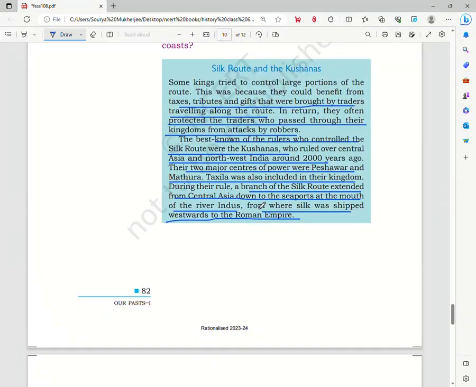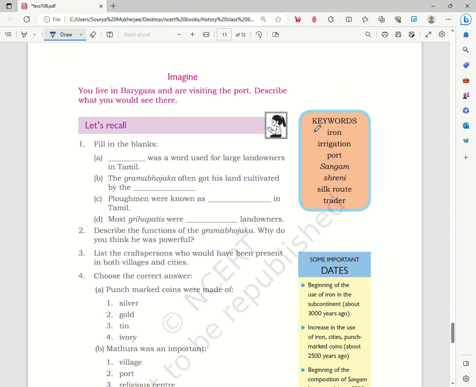So now we come to the end of the chapter. So let us see the keywords. That is iron, the main metal of this age. Irrigation is the water tanks and canals that were used for betterment of agriculture. Then the port is a place from where fishing and trading activities took place. Sangam is the group or assembly of poets that composed the Sangam literature. Then Shreni is the association or group of craftspersons and traders.